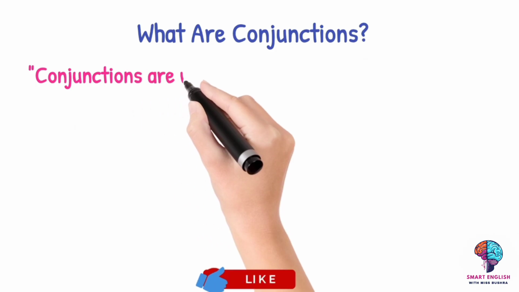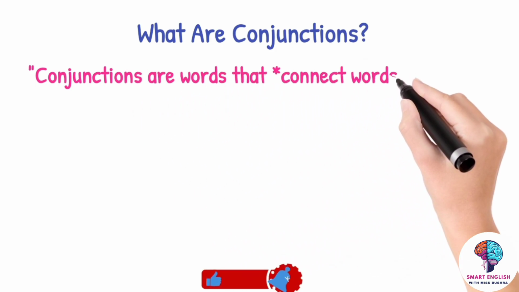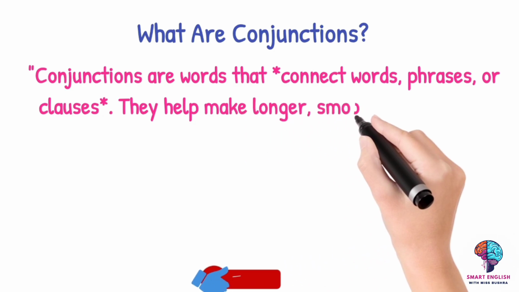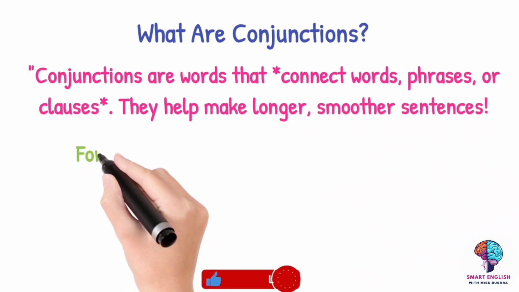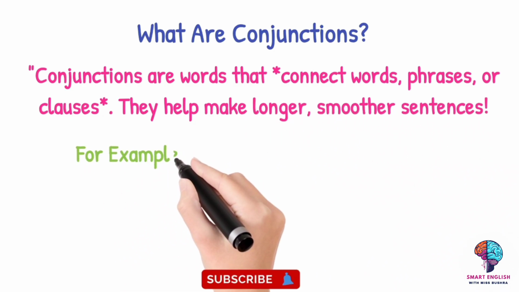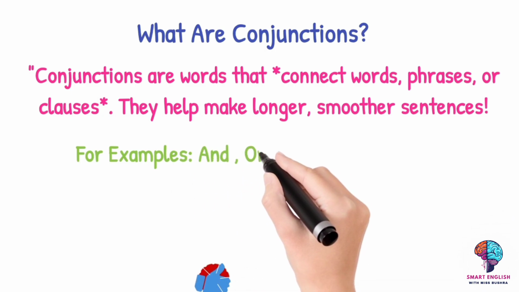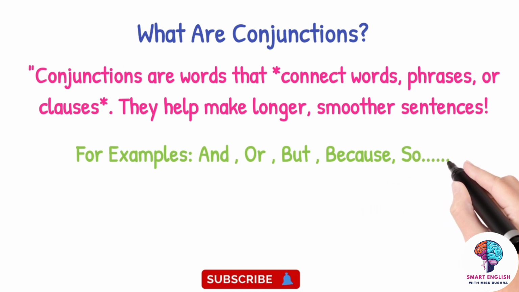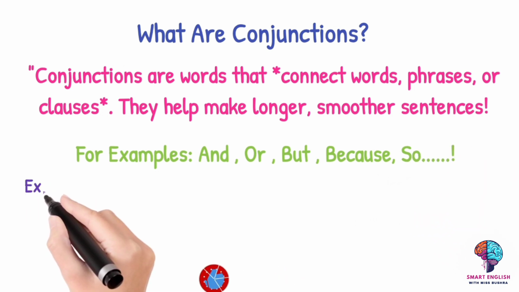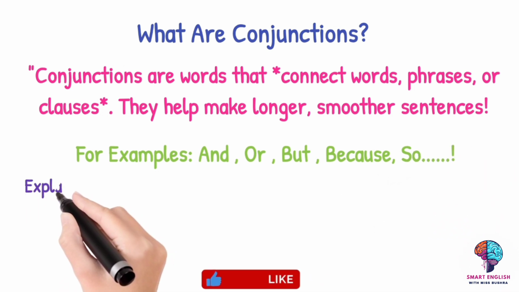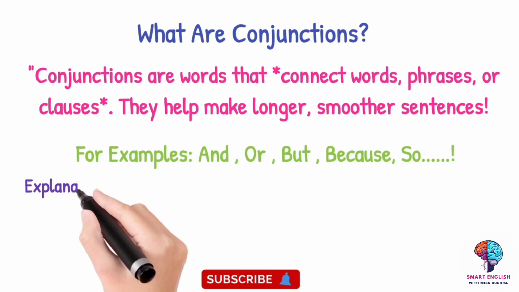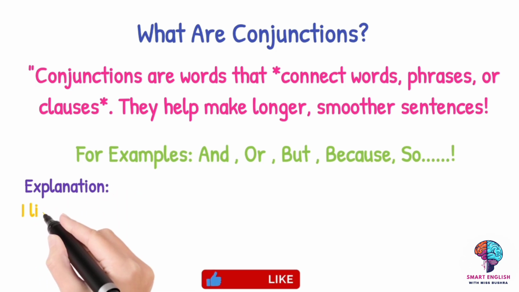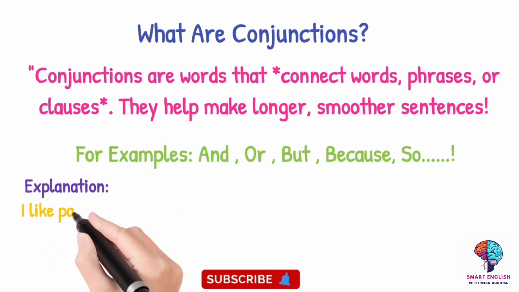If you have already watched my previous lessons, especially lesson number 10, you will better understand that I already explained a lot of simple sentences that we use in our daily life, daily hobbies, travel experience, and daily routine. Conjunctions are words that connect, you can say join, words, phrases, or clauses. They help make longer and smoother sentences. For example, and, or, but, because, so, and many others.